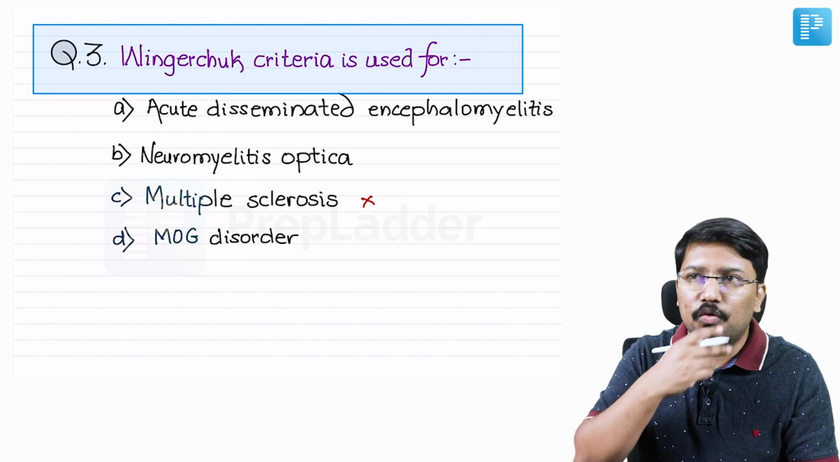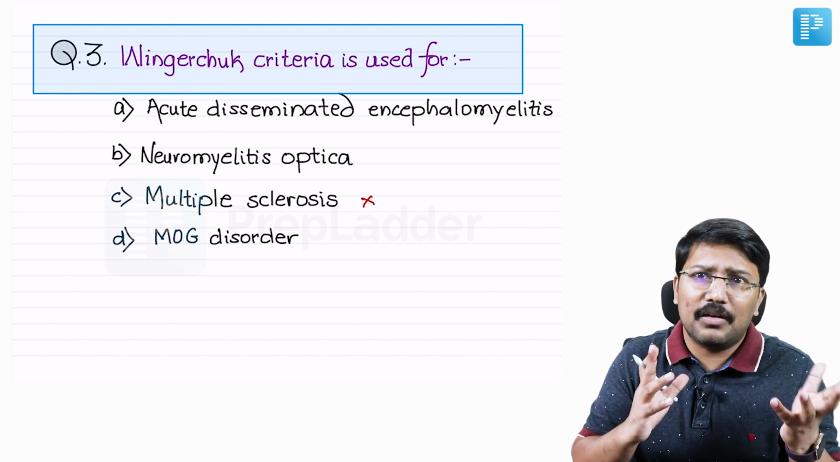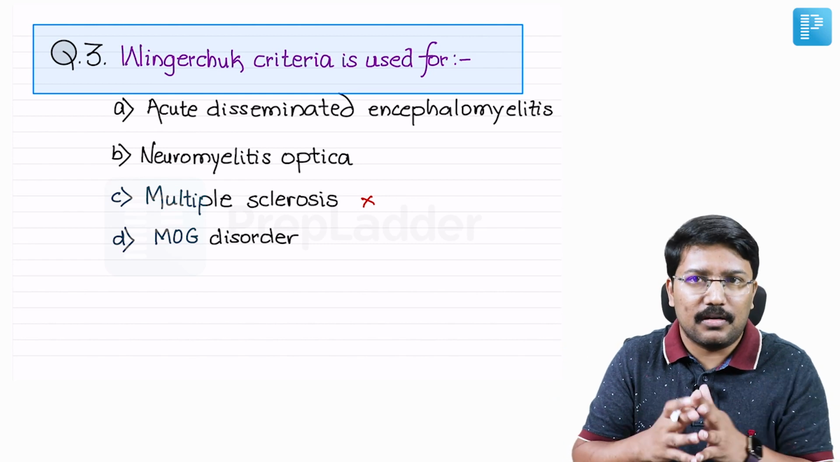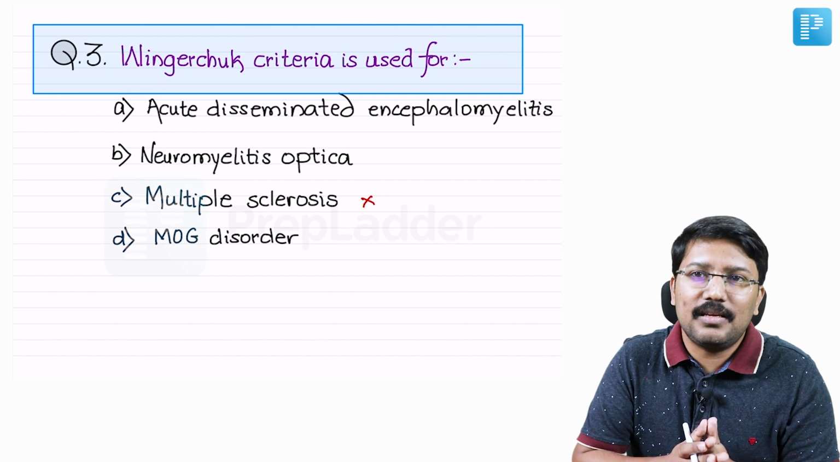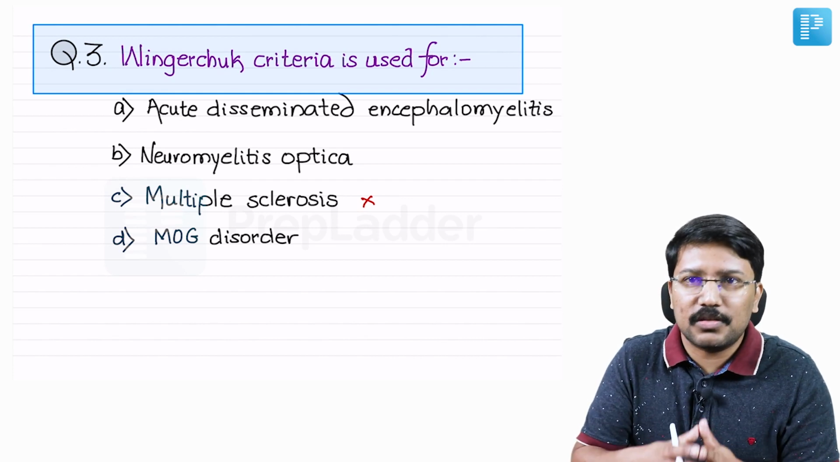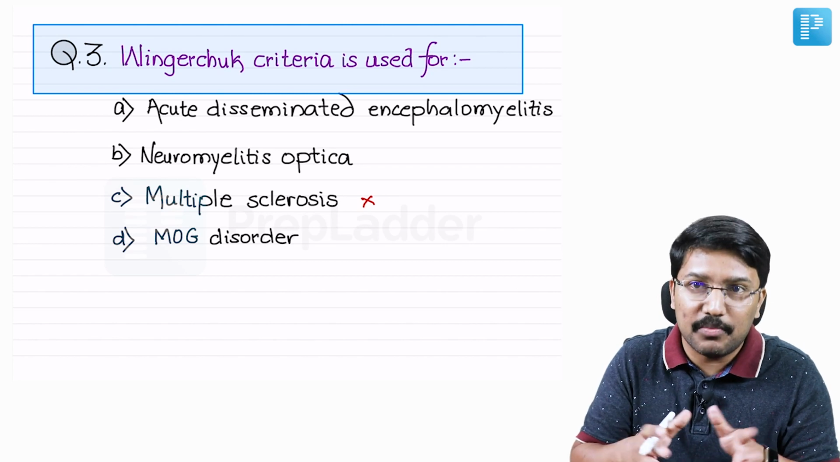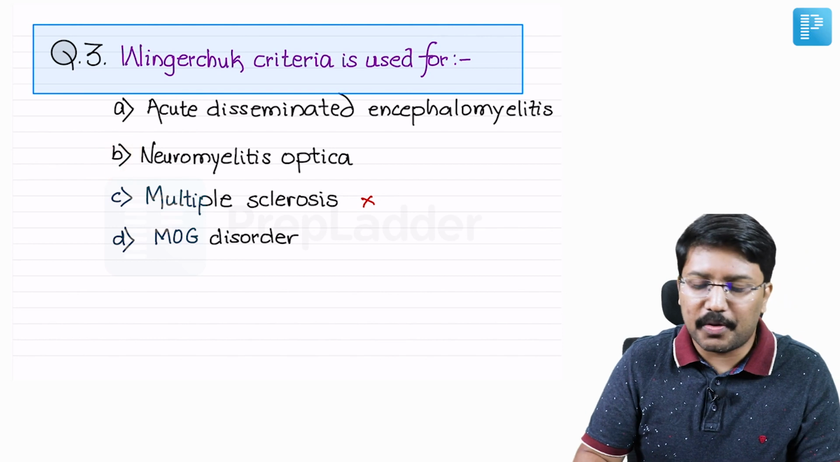So Wingerchuk was the one who first published the criteria for neuromyelitis optica back in 2006, if I remember correctly. And then there are modifications. So what we currently see is modifications to his initial criteria. But the team that came out with the modification was also led by him, so he remains the primary author for that paper, right? So the right answer here is neuromyelitis optica.